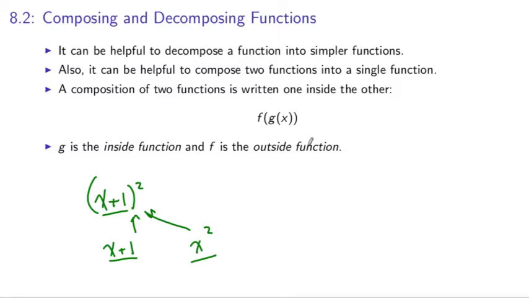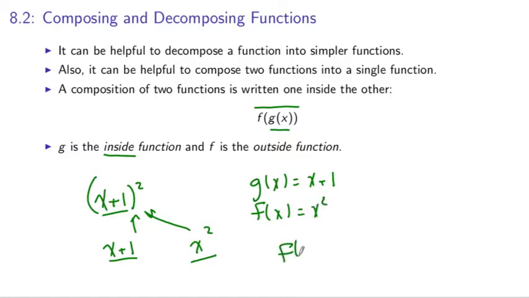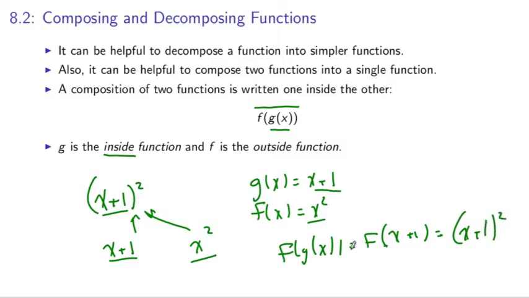We write a composition of functions as a function inside a function. And the inner function happens first, and then the outer function. So g of x is the inner or inside function, and f is the outside. So for my example here, g of x, the inside function, would be x plus 1, and the outer function would be f of x is x squared. And f of g of x would be f of x plus 1, which is (x plus 1) squared.